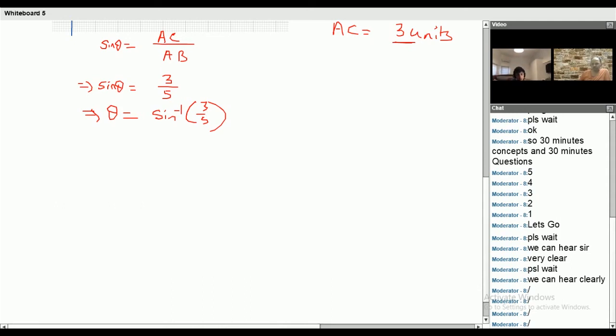Probably your calculator is on radian mode. That's why you are getting 0.6. Can you convert it into degree mode and let me know the answer? 0.8. Yes. So 36.9 degree.